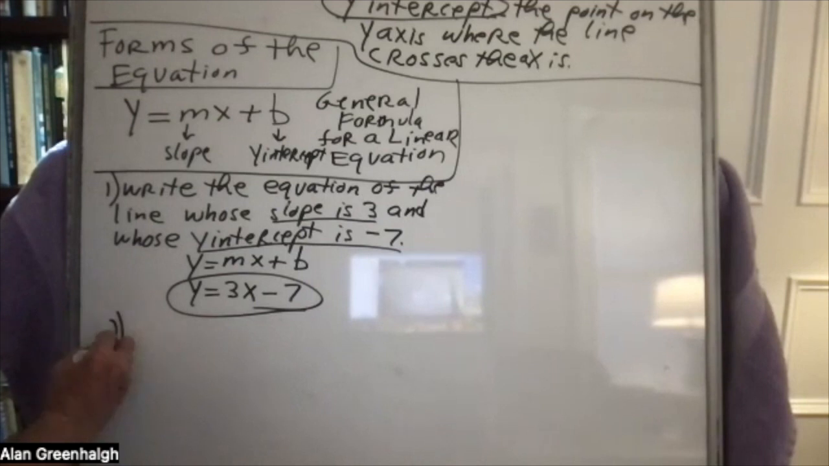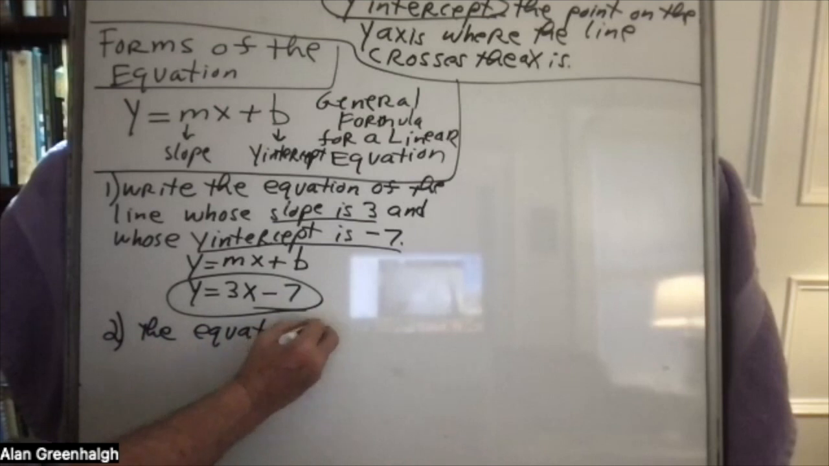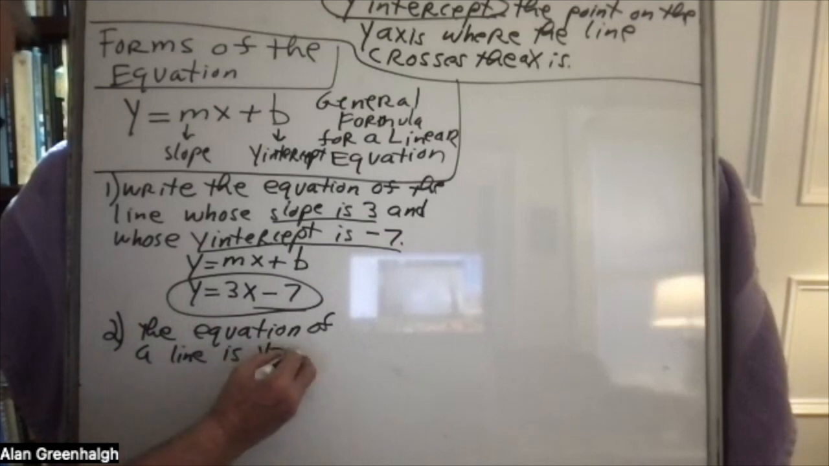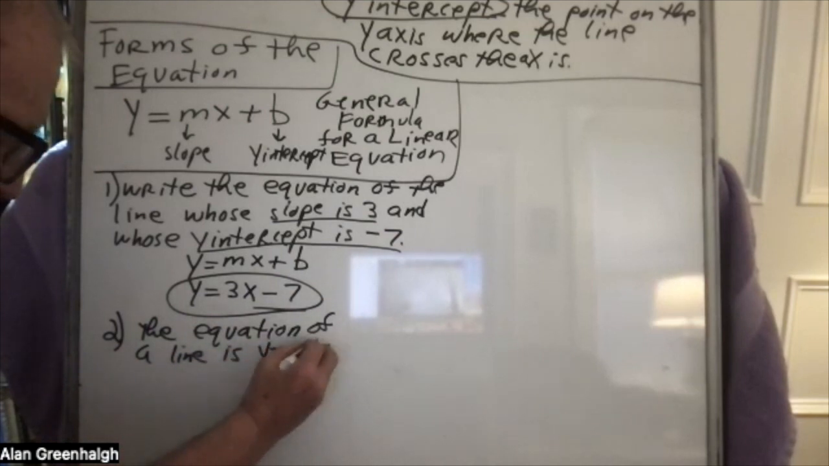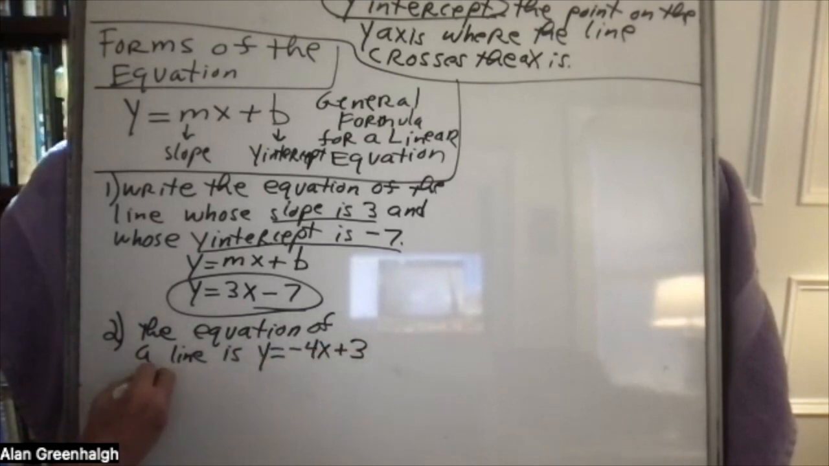Or you could be given a similar problem, which gives you that the equation of a line is y equals -4x plus 3. Find the slope.